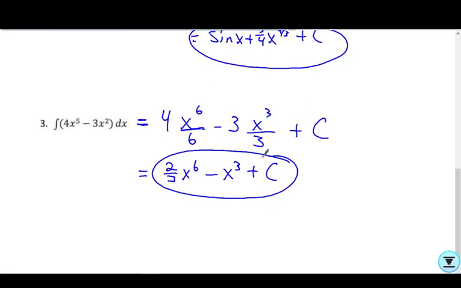And I don't need any notation. I don't need an f of x or f prime or anything like that for that one because it didn't give me one. So that is my antiderivative.